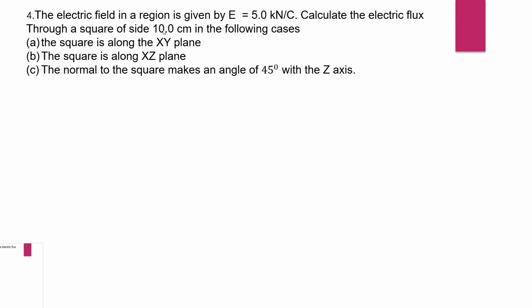The electric field in a region is given by E is equal to 5k Newton per Coulomb. That is, the electric field is E is equal to 5k, where k is the unit vector along the Z axis. A square of 10 centimeter. We have to find out three different cases. The first one is the square is along the XY plane.